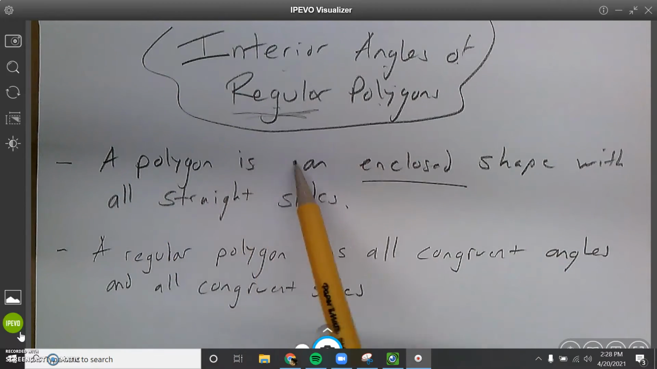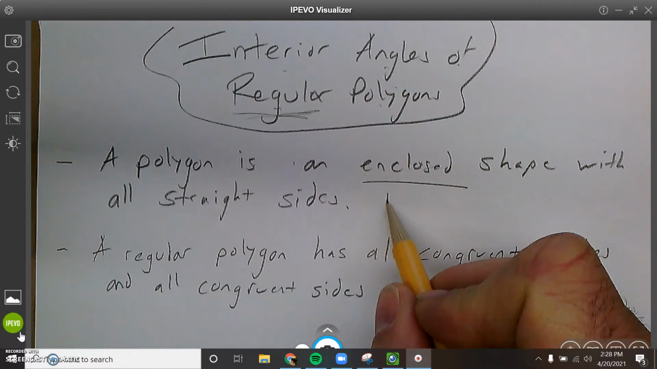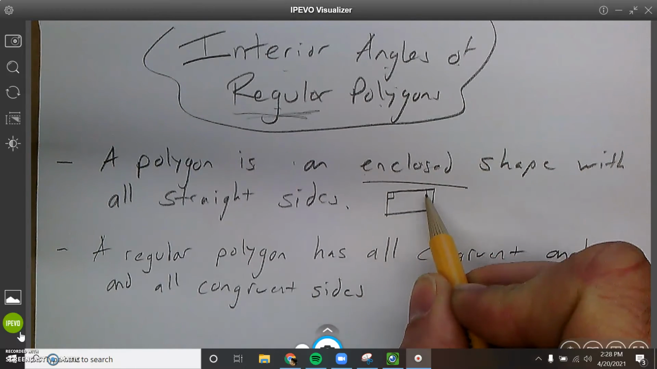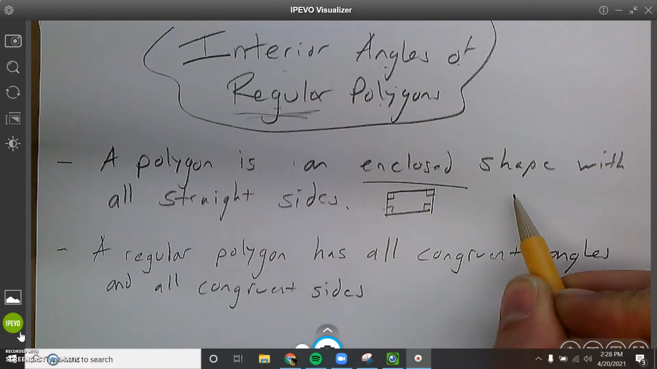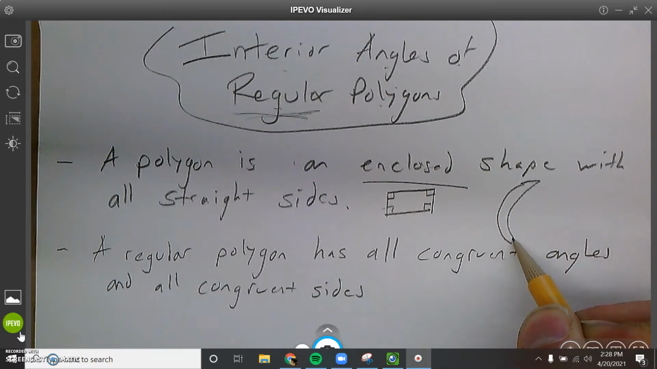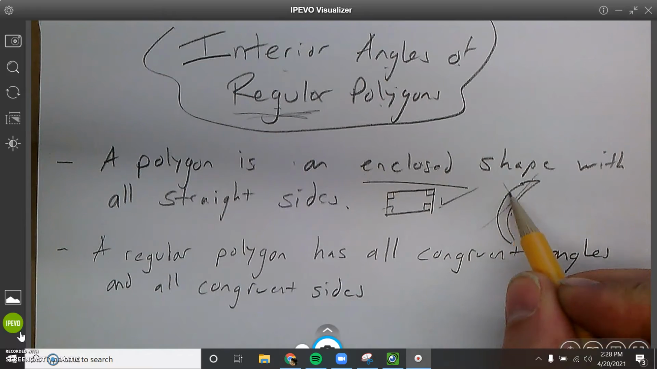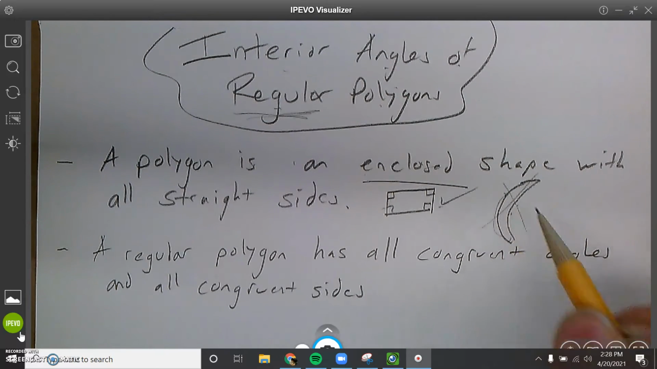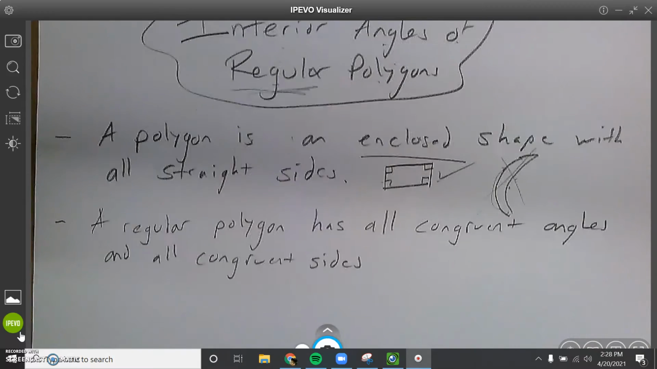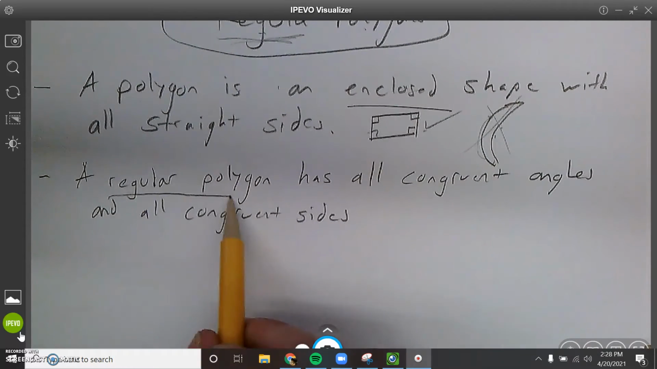Let's review. A polygon is an enclosed shape with all straight sides, right? So something like a rectangle would be a polygon, and something like a crescent moon would not be a polygon. So this is yes, this is no. Why not this? Because it's enclosed, but it doesn't have all straight sides, right? We went over that before. But there's a special kind of polygon we're going to go over today, which is a regular polygon.